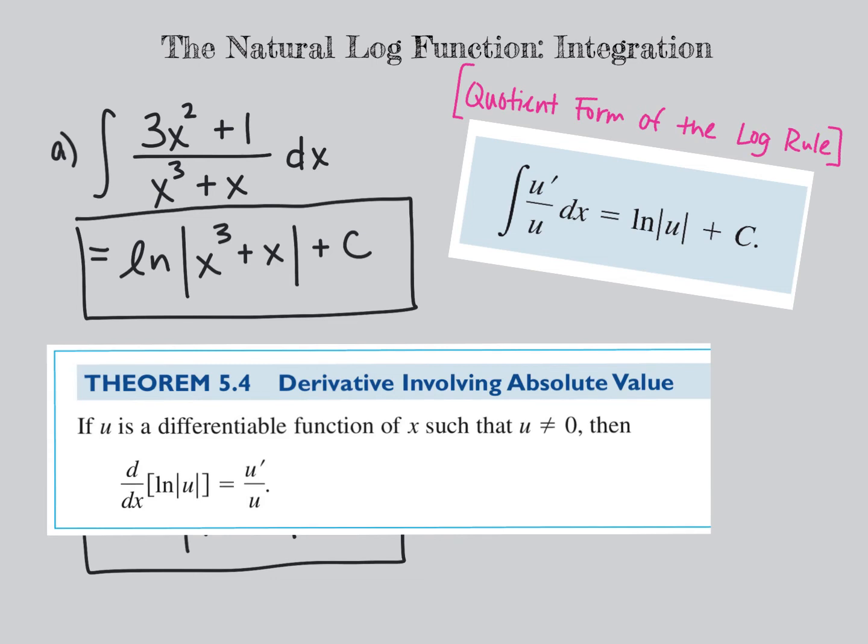Now again, why does this work? We already explored this once, but in the previous video we talked about the derivative of a natural log function involving absolute value. When we're taking the derivative of the natural log of the absolute value of u, we end up getting 1 over u times its derivative u prime, or u prime over u. This is essentially just going backwards and taking the integral of that u prime over u, and that gives us the natural log of the absolute value of u.